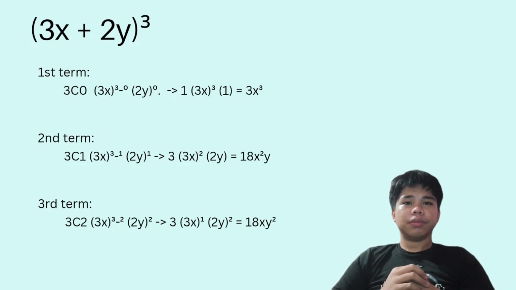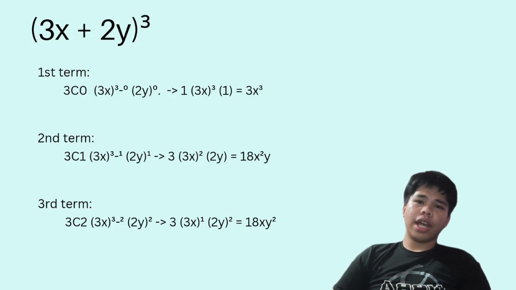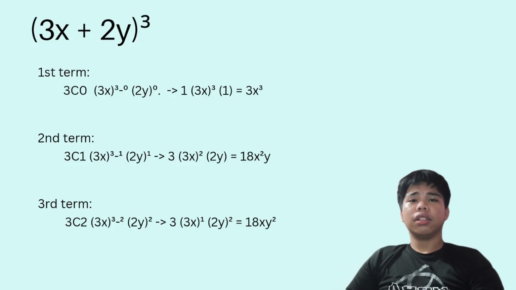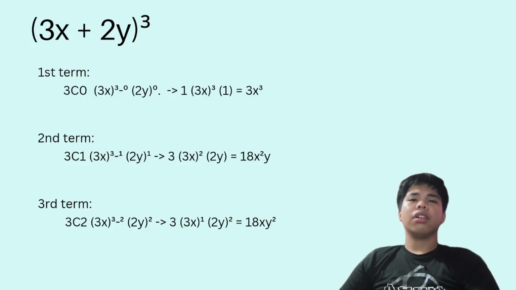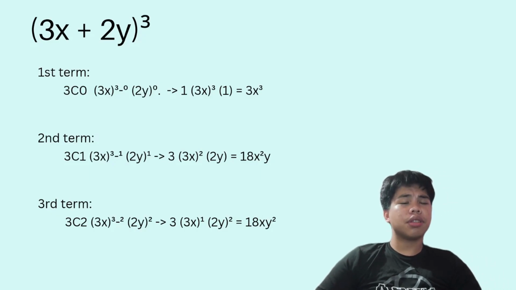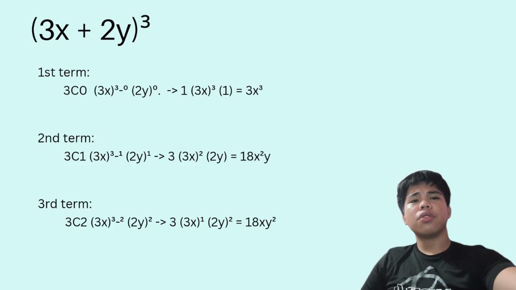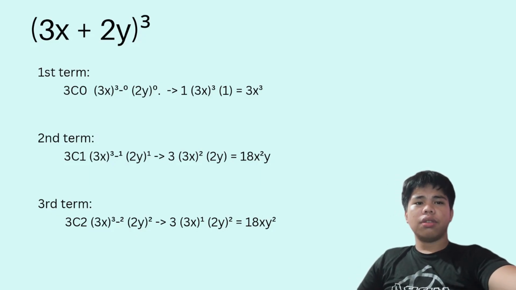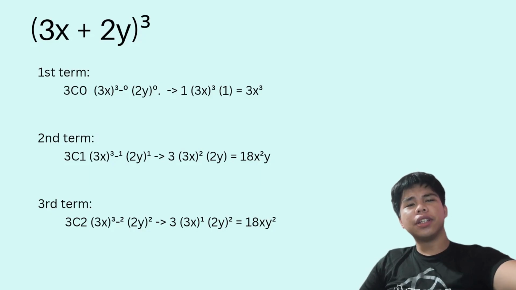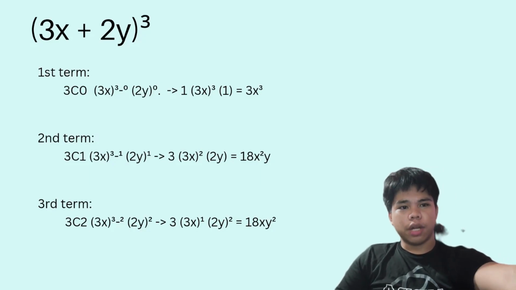And for the third term, we have 3 choose 2 times 3x raised to 3 minus 2 times 2y squared. So if you calculate that, 3 choose 2 is equal to 3. Then times 3x raised to 1 times 2y raised to 2. So multiply it, 3 times 3 times 2 is equal to 18. So the final answer for the third term is 18x y squared.